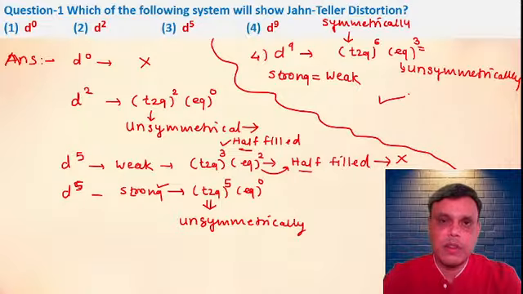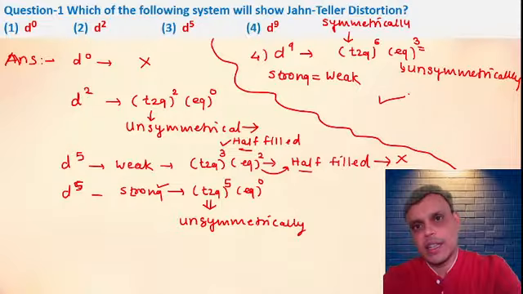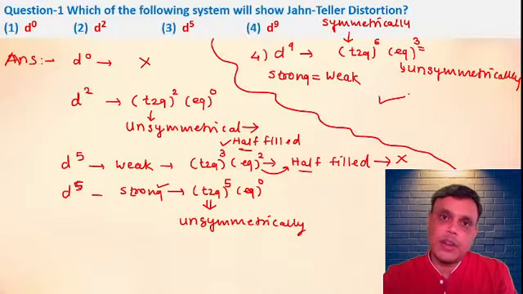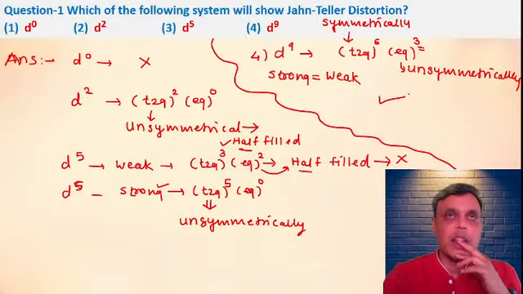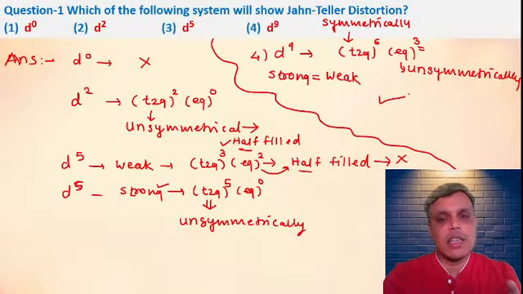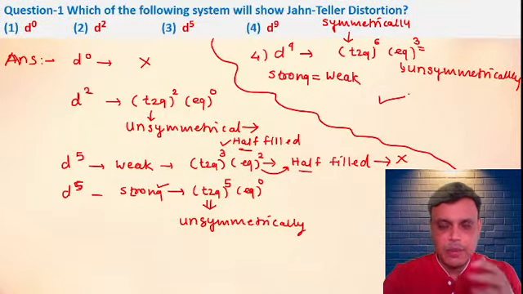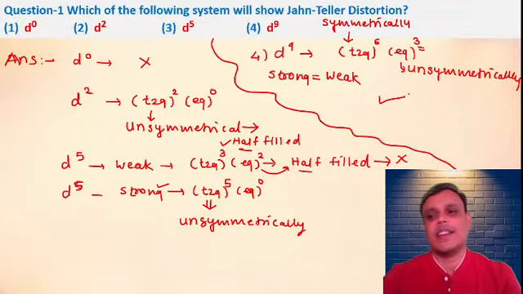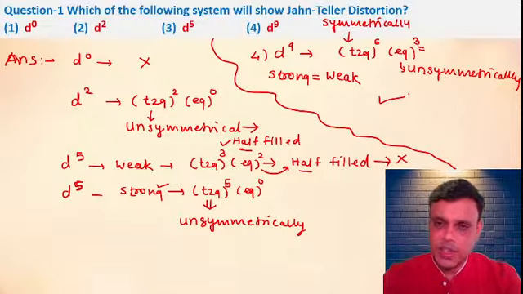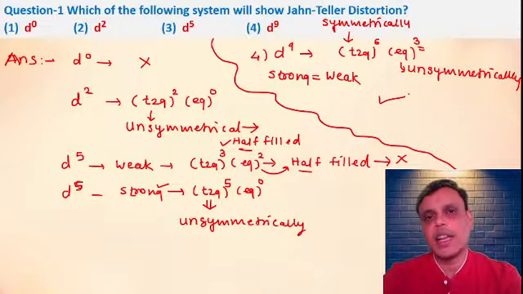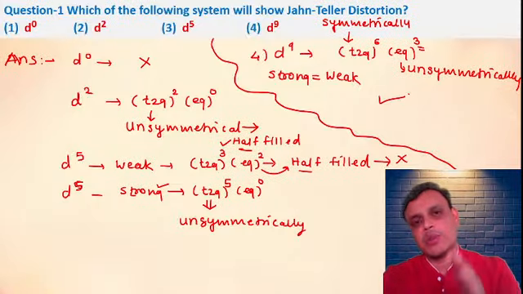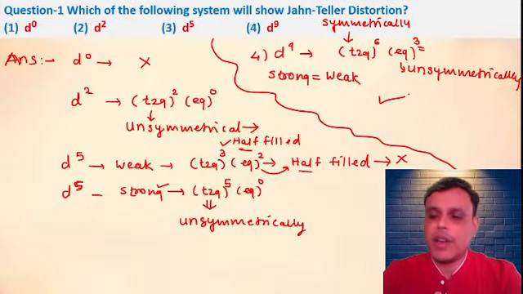Many times students get confused. They know everything about Jahn-Teller distortion, but in the exam tetragonal distortion is asked and they get confused: what is this tetragonal distortion? So tetragonal distortion and Jahn-Teller distortion both are the same. Jahn and Teller are the names of scientists. That's why it is called Jahn-Teller distortion. And after the distortion, the geometry becomes tetragonal. That's why it is also called tetragonal distortion.